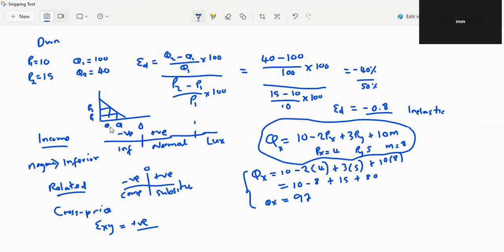When elasticity of demand is negative 1, what type of elasticity is that? It is unitary. When elasticity of demand is negative 2, what type of elasticity is that? It is elastic.